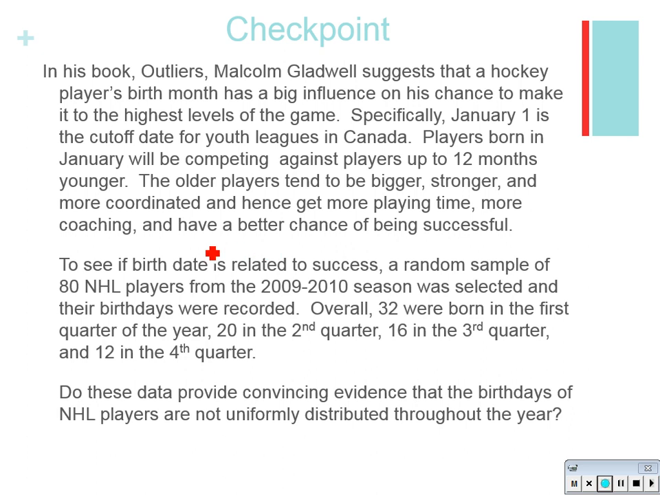To see if birth date is related to success, a random sample of 80 NHL players from the 2009-2010 season was selected, and their birthdays were recorded. Overall, 32 were born in the first quarter of the year. That means they were born between January and March. 20 were born in the second quarter of the year, so that's from April through June. 16 in the third quarter, so that would be from July through September, and then 12 in the fourth quarter, which would be from October through December. Does this provide convincing evidence that the birthdays of NHL players are not uniformly distributed throughout the year?